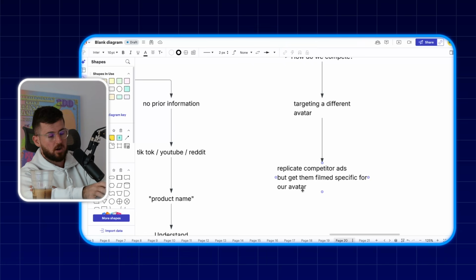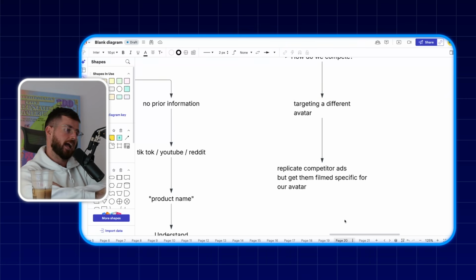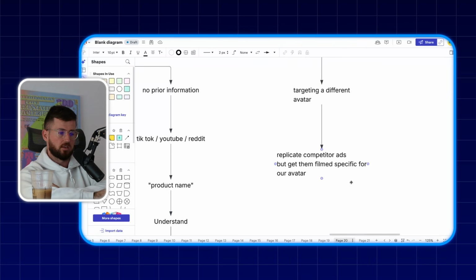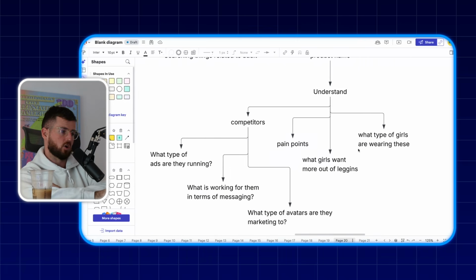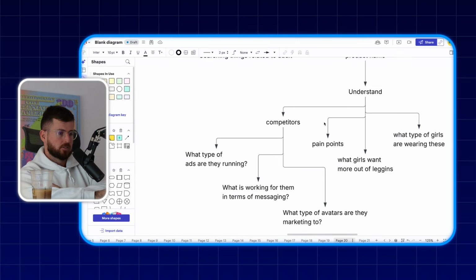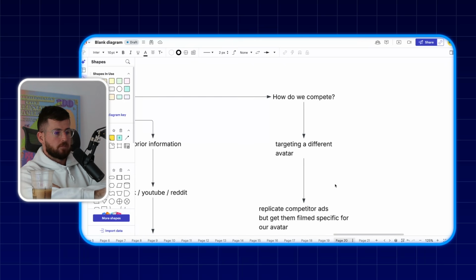Or if it's a marathon runner, we need to show her at a marathon, running with various different people, in a 20 to 30 second clip of her stacking those miles up and performing really well in those particular leggings. So that's literally it. The competitors already made that for us. So that's how we're going to compete.